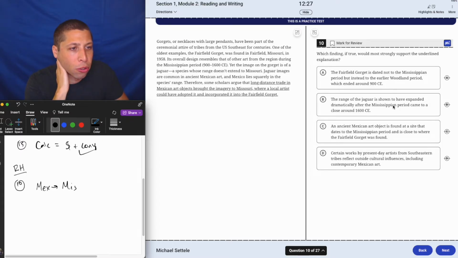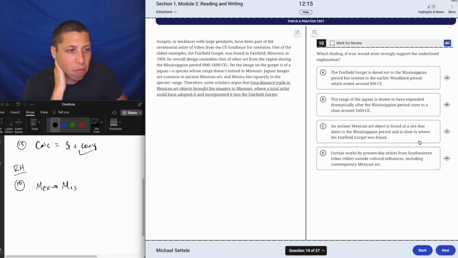The range of the jaguar is shown to have expanded dramatically after the Mississippian period. No, because the whole point is it's about the trade. An ancient Mexican art object is found at a site that dates to the Mississippian period and is close to where the gorget was found. Okay, maybe. Certain works by present-day artists from the Southeast. No, it's definitely this. It's just saying that they traded other things. Yeah, they traded other things, and so if they traded other things, then it's possible that they learned about the jaguar from other things. This is easy.